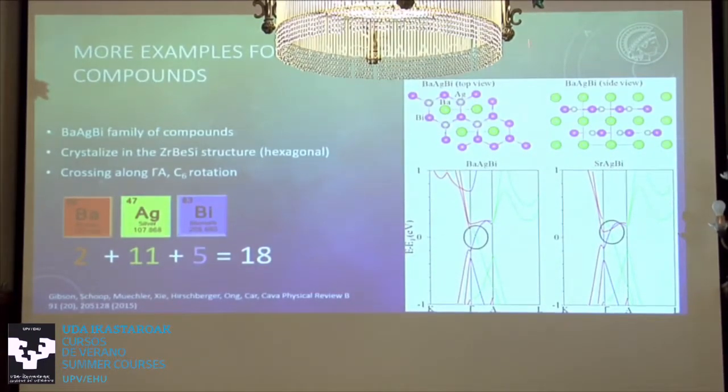So those have hexagonal structures, and they can have band crossings along the gamma A line where the six-fold symmetry is. But you see here, for example, already that barium silver bismuth is a very nice and clean 3D Dirac semi-metal. But strontium silver bismuth already has the crossing up here and some mixing in.